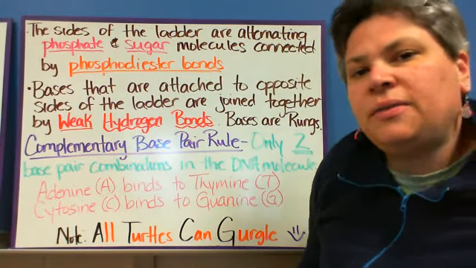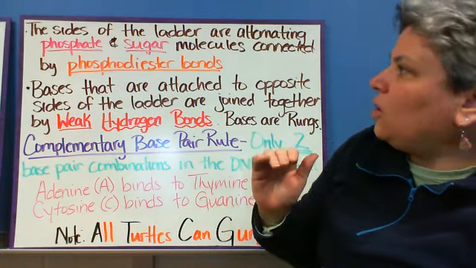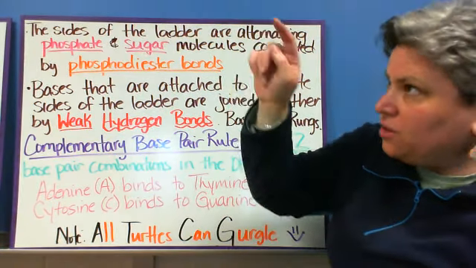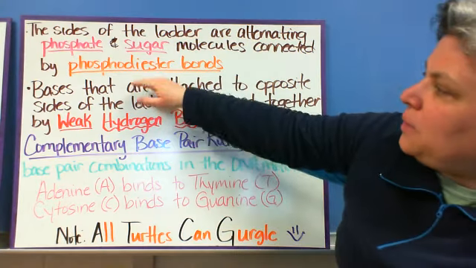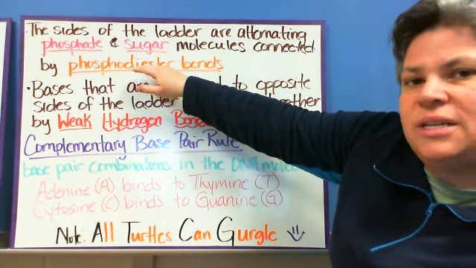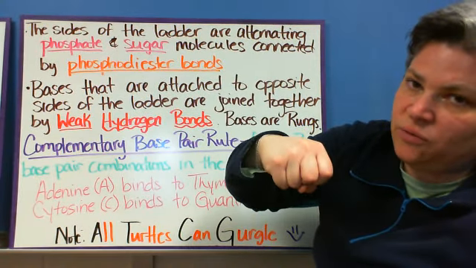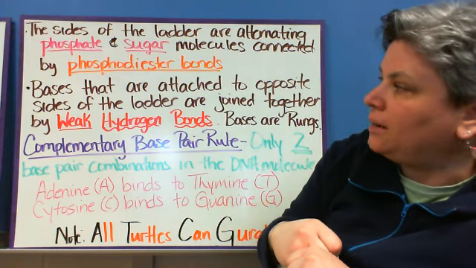So let's talk about that ladder. The sides, or the uprights of the ladder, are alternating phosphate and sugar molecules. So it goes phosphate, sugar, phosphate, sugar, phosphate, sugar, phosphate, sugar. And they're connected by what we call a phosphodiester bond. So the bond that holds the phosphate of one to the sugar of another is called a phosphodiester bond.